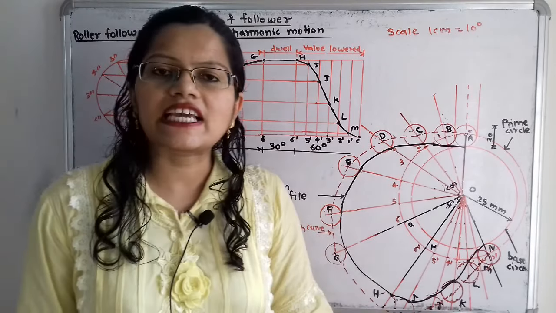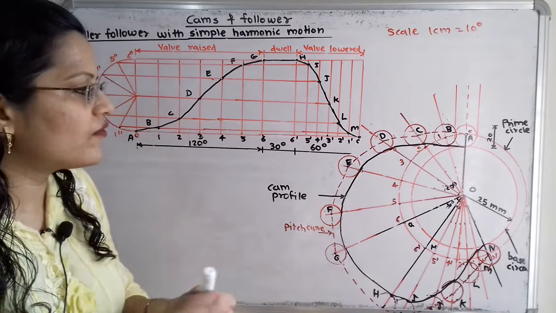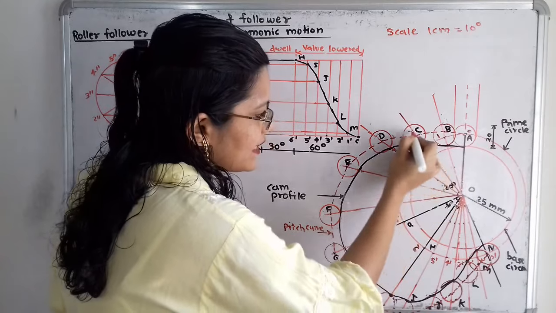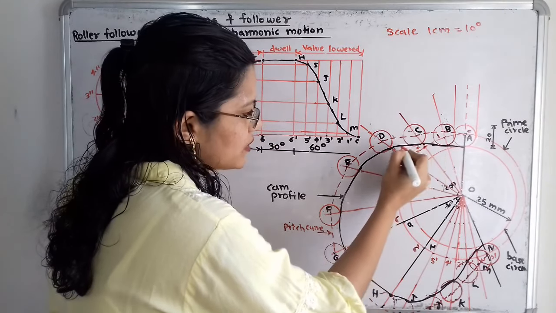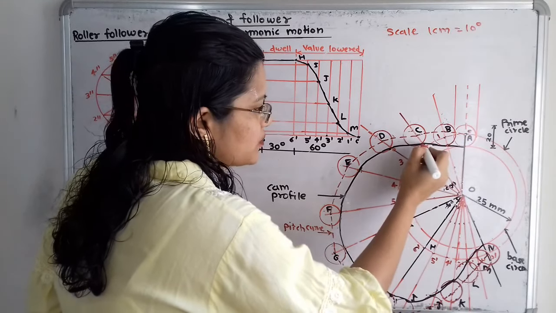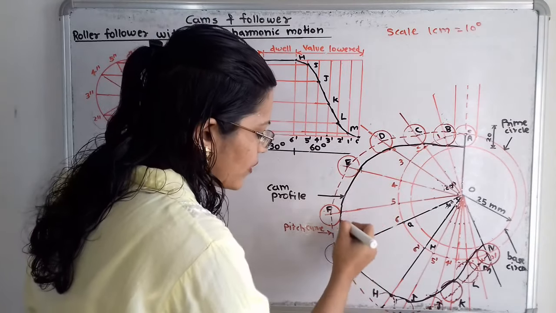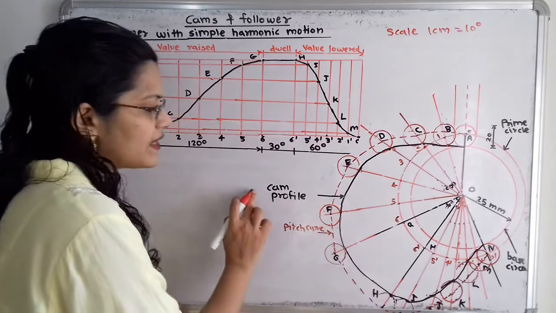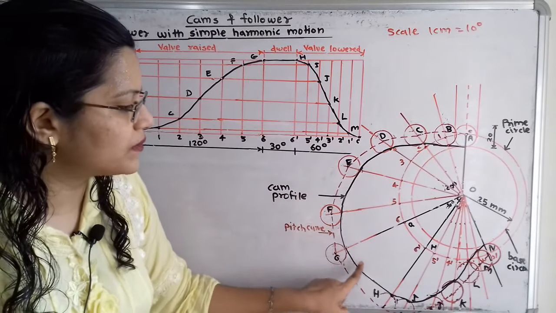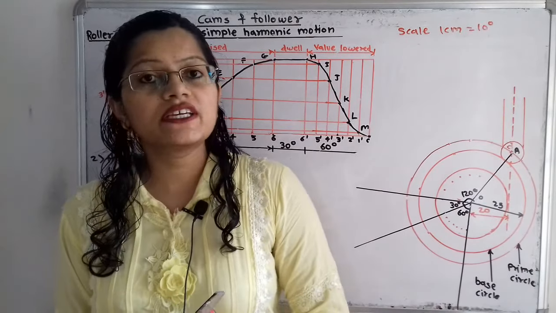Then how will we get the cam profile? Here the end points, that is the points of intersection of the selected lines and the circles, we will get at the base of each circle. If we select each point and join these lower points on the circles, then we will get the cam profile. This cam profile I have shown with the help of the black marker. Now we will move to the second case.